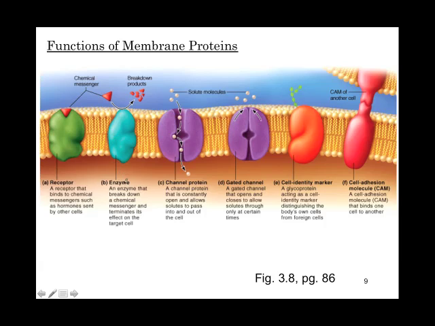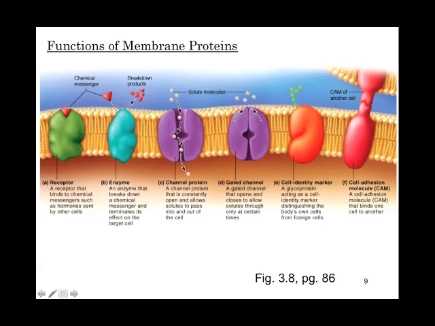Some proteins act as enzymes. We discussed that back in Chapter 2 when we talked about proteins. They are important for breaking down chemicals and molecules. If we look at the digestive system, there are enzymes embedded within the plasma membrane that are important for breaking down food molecules in the digestive tract into smaller parts so that they can get absorbed.